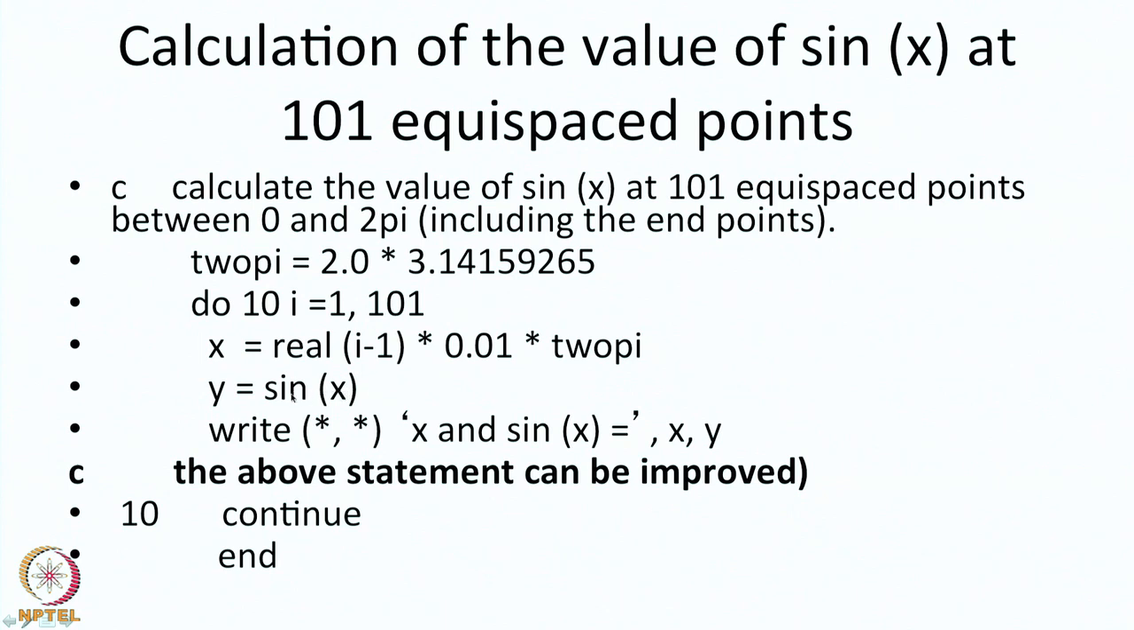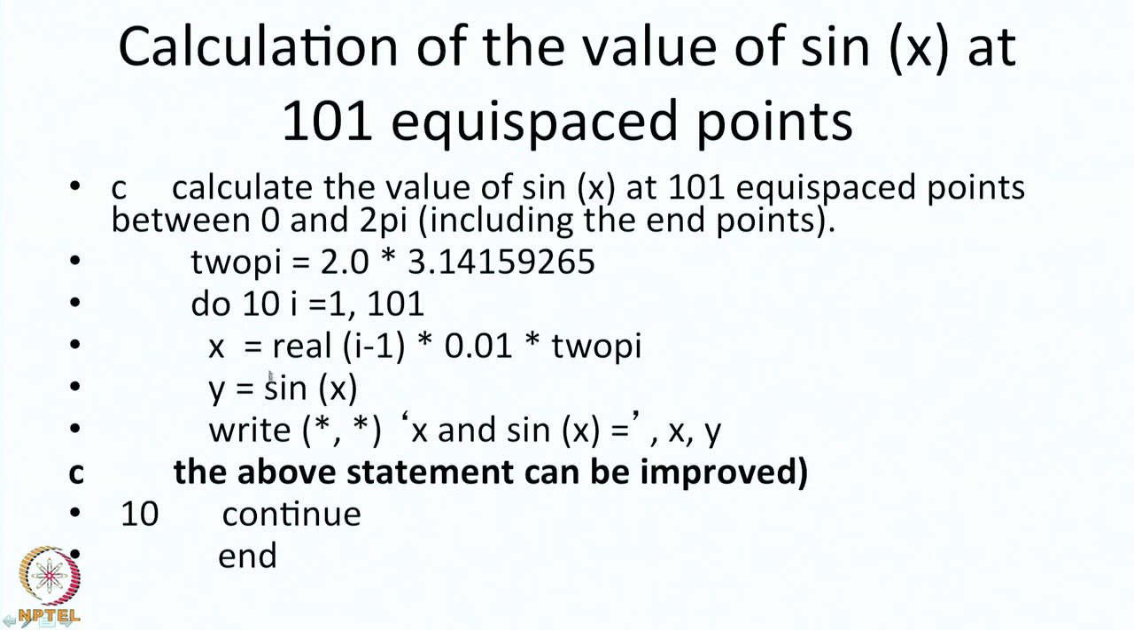So, coming back to our problem at hand, y is equal to sine x, the first time x is 0. So, sine 0 is 0. The next line is write star comma star in quotation x and sine x equal to quotation complete. As we said earlier, anything that is between quotation is just printed on the screen as it is, comma x comma y. So, it will write x and sine x equal to then x and y, x was 0 and y was again 0. So, the first value will be 0 and 0. Okay. I have said here in a comment that the above statement can be improved. Think of how you can improve it, we can discuss in the future or through problems. And then 10 continue.